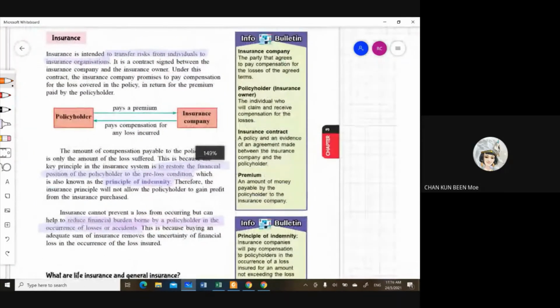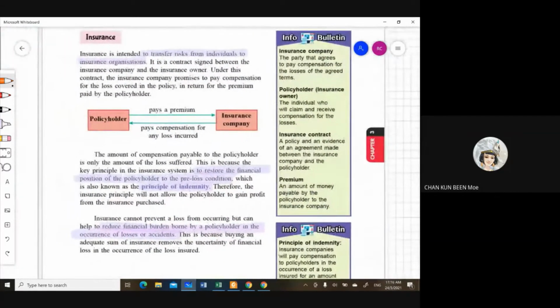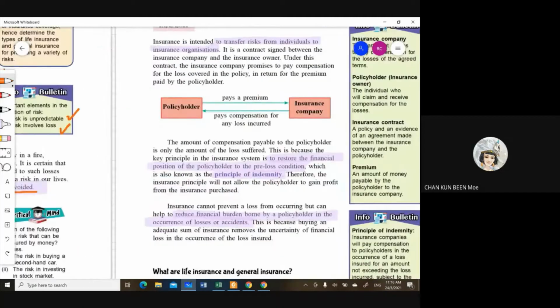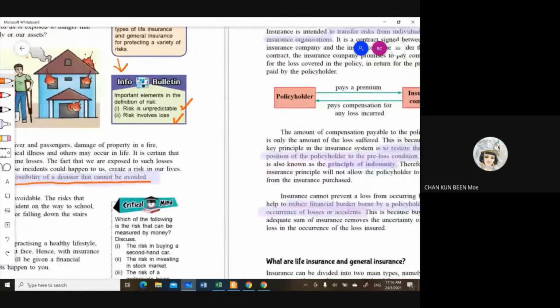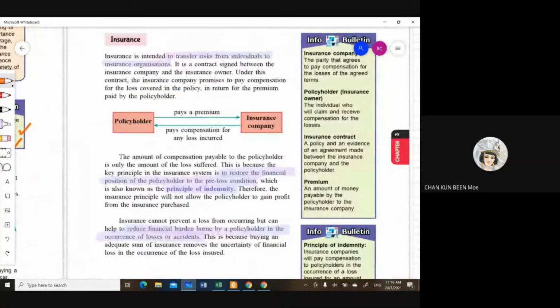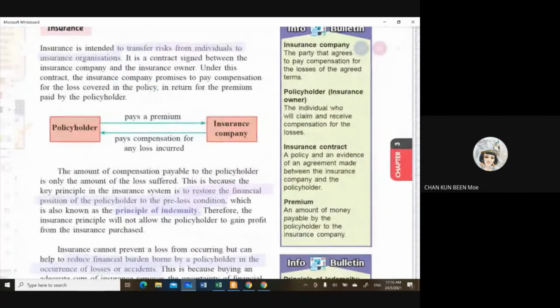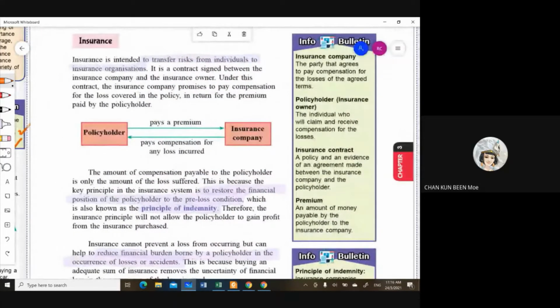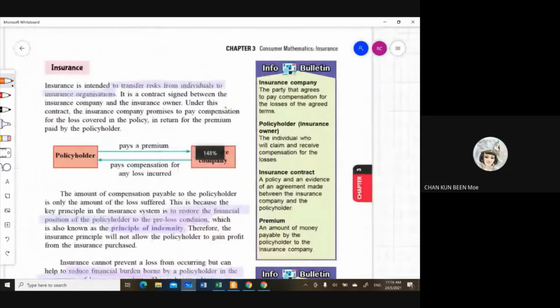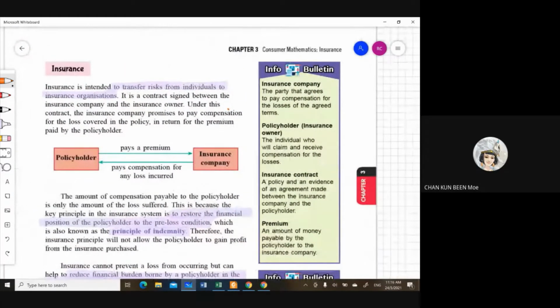Now, we look at insurance. Just now it's about risk. Do you still remember the meaning of risk? Hopefully you still remember. It is a possibility of a disaster that cannot be avoided. Okay, we go back here. Insurance. Okay, what is the use of insurance? Insurance is intended to transfer risk from individuals. Oh, I know why it becomes smaller already. Okay, wait. I need to enlarge on the right. Okay, so it is intended to transfer risk from individual to insurance organization. Individual means we, ourselves.